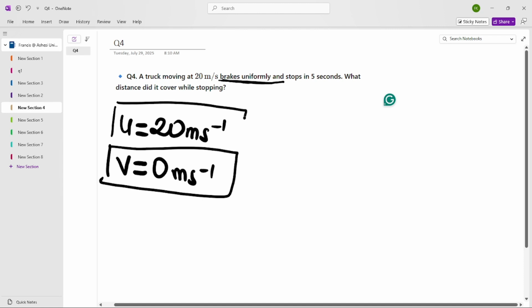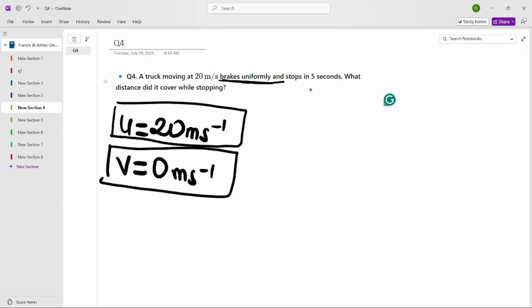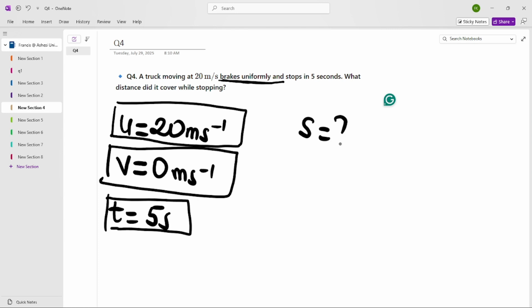You read from the question how to deduce the parameters. So, it brakes and stops in 5 seconds. They give us the time, which is 5 seconds. They're giving us that already. Now, what distance did he cover while stopping? They are looking for S from this question. So which of the equations do you think we should use?